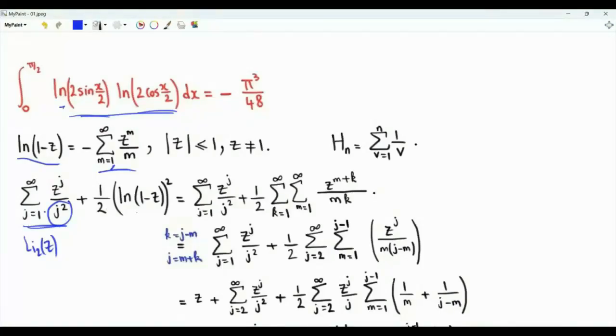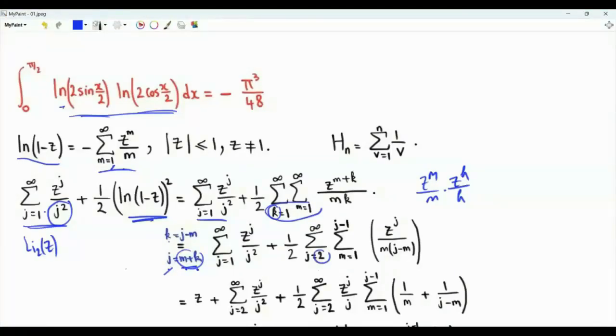If we take this sum and add 1/2 times the square of ln 1 minus z, we get the dilogarithm plus 1/2 the square of the sum, which is a double sum, summation k from 1 to infinity, m from 1 to infinity, z to the m over m times z to the k over k. That's z to the m plus k divided by mk. Let's change the summation index k to the summation index j. j is m plus k, k is j minus m. Because the two indices start at 1, j starts at 2.